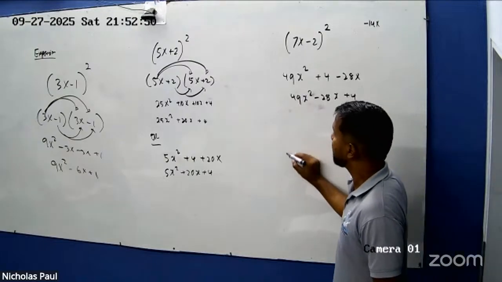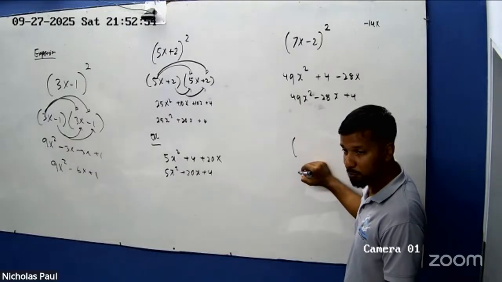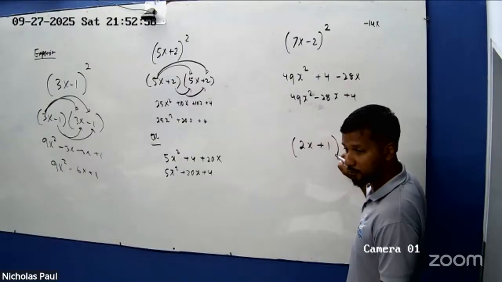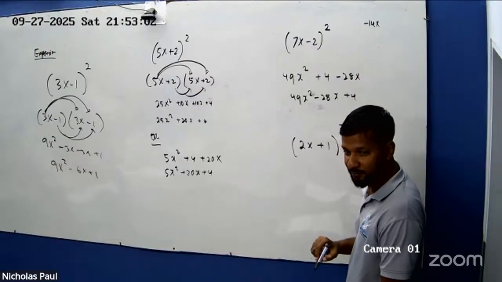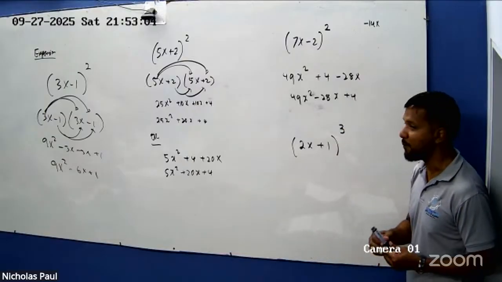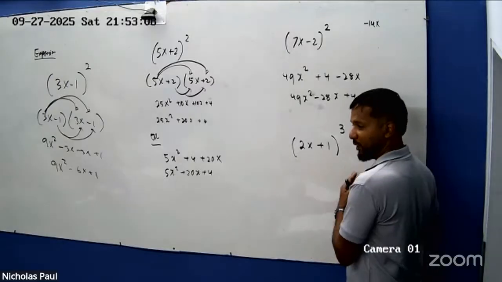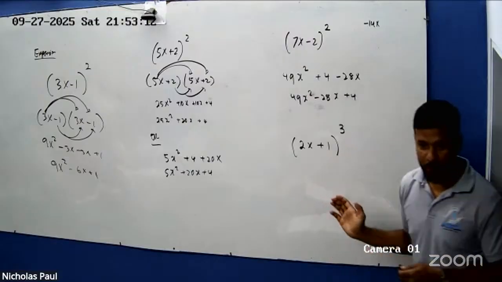Here's my challenge for you now. Ready? 2x plus 1, cubed. Same thing you're doing. Do 2 first, get your answer, and then do it with the last one. Try this here from you.